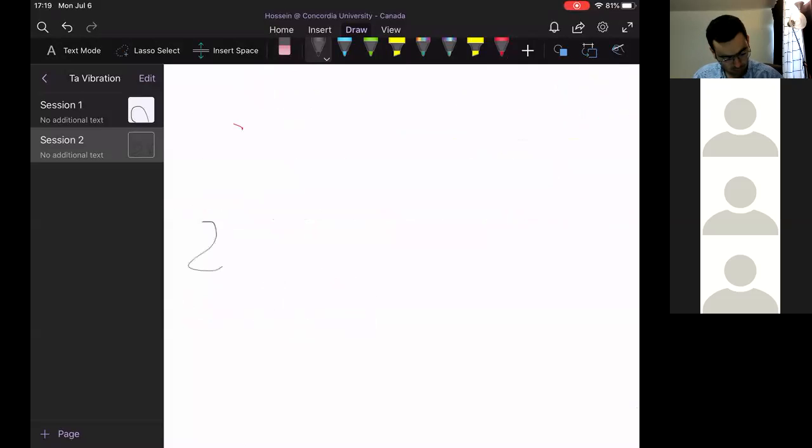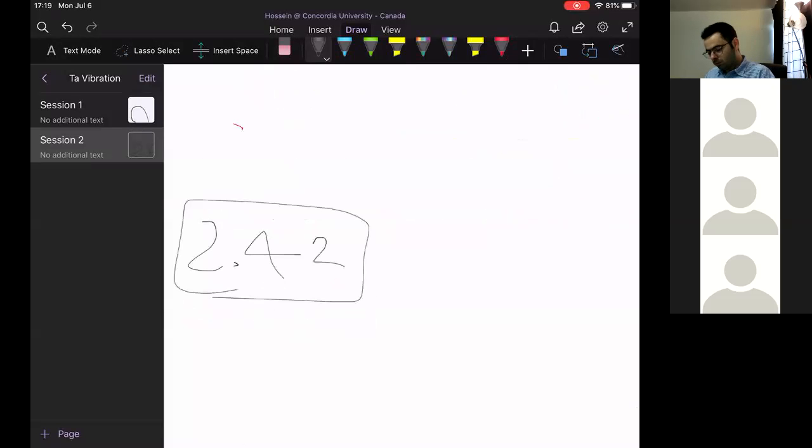2.42. This question is very important. In the midterm, maybe you will be asked such problems. You have to derive the equation of motion. So I need your full attention for this question.